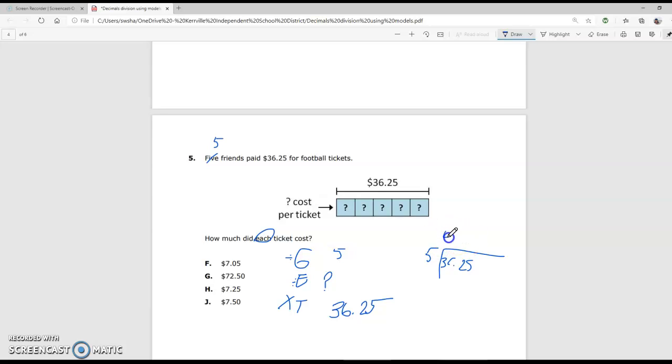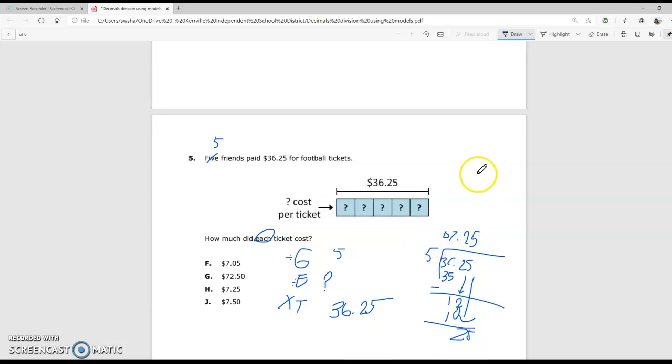I need to do 36 divided by 5 is 7, right? Because 7 times 5 is 35. And subtract, and you bring your 2 down, and it goes 0 times. Remember your decimal lines up. Bring down your 5. 25 divided by 5 is 5. So $7.25. Let's multiply it back.